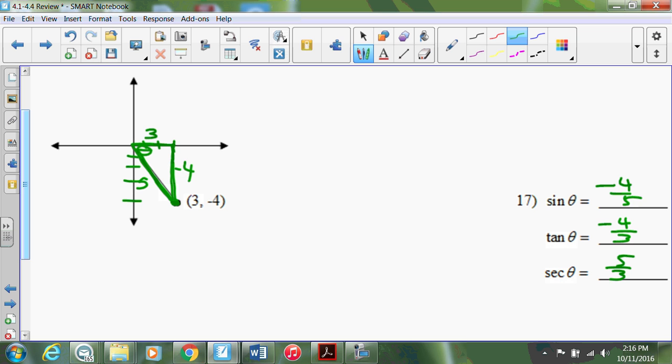So let's just double check our signs. Sine is negative in the fourth quadrant that we're working in, so that looks good. Tan is negative in the fourth quadrant, and secant is positive. So that's one way to do it.